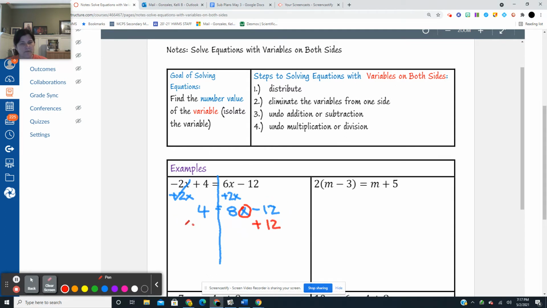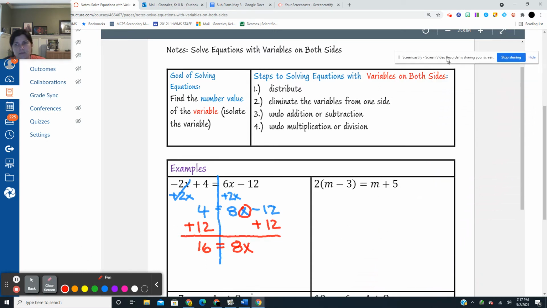If I add 12 to one side, I have to add 12 to the other side. You can draw these lines or not, whatever makes sense for your brain. And so 12 plus 4 is 16. I would love it if you're using those Desmos calculators to help with your calculation. That would be a great way to avoid some calculation errors.